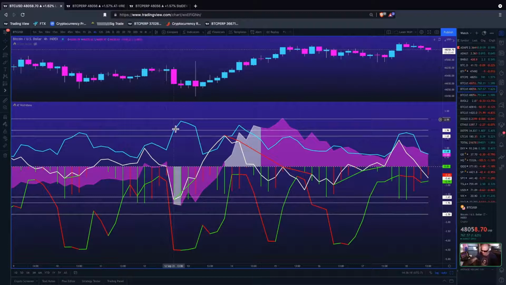You can see right here, when you get a rise in variance, look at the correlation. The correlation is breaking down to the downside at the same time. Variance up, correlation down. Bam. And you can see, even before that, we get a big down candle here. You get a big down candle here.